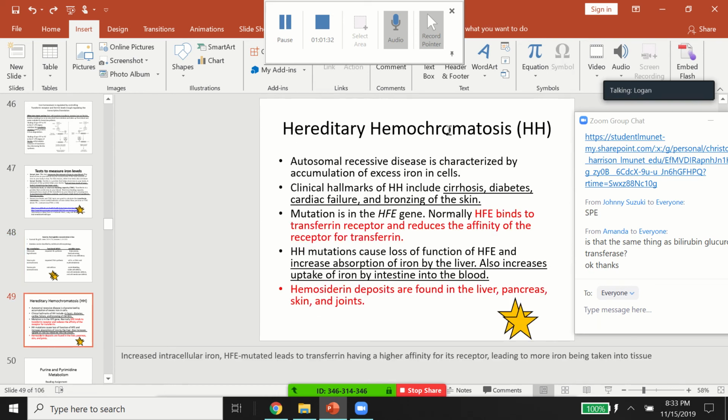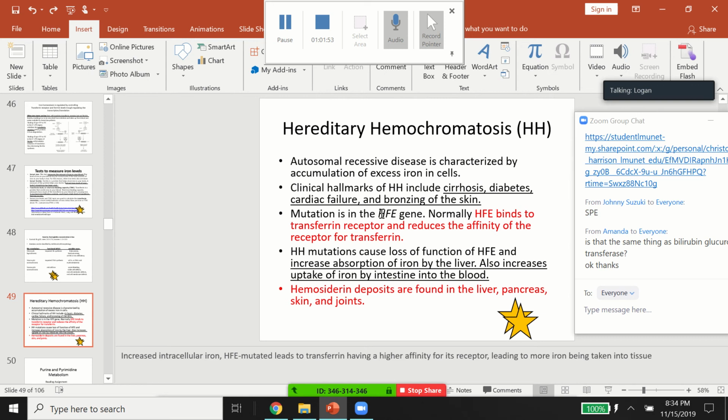All right, HH, or hereditary hemochromatosis. Know the symptoms or signs: cirrhosis, diabetes, cardiac failure, bronzing of skin, especially bronzing of skin. That one's pretty much a dead giveaway.